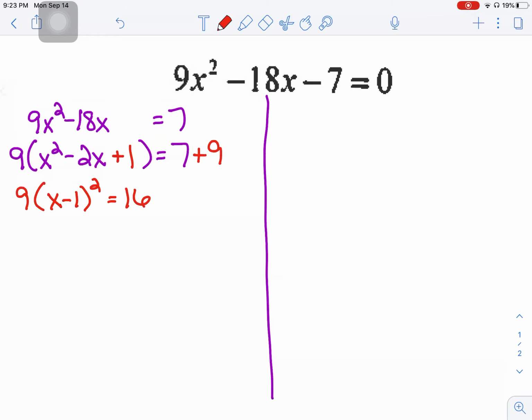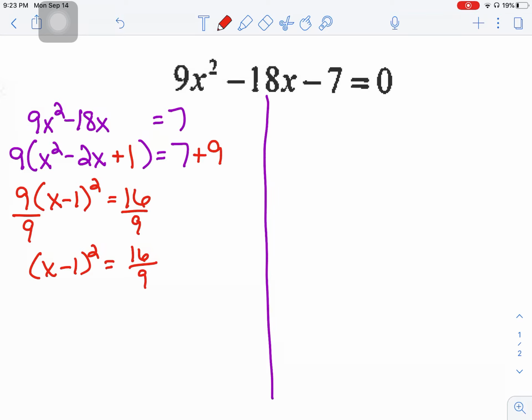Okay? I want to now solve this problem. I've completed the square. All right, so if you need to take a deep breath and make sure you're okay solving that part or doing that part, great. But completing the square is now done. I'm going to go ahead and divide both sides by 9. So x minus 1 squared is equal to 16 over 9. Don't bother changing the fraction. Just leave it as is.